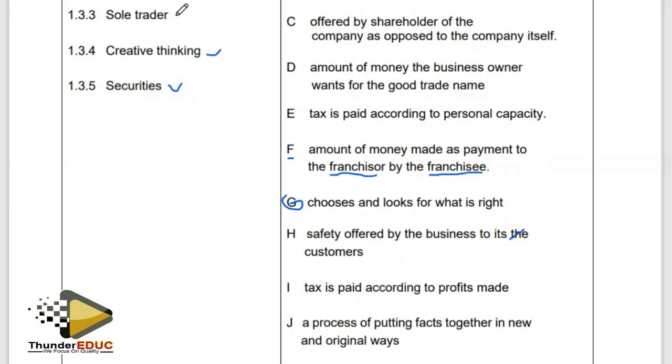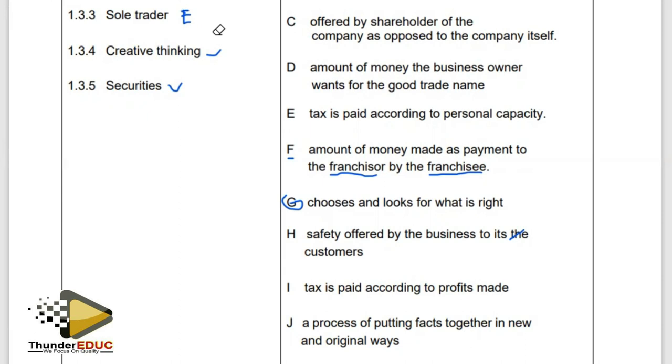You get that? Taxes are not charged from his business. Yes, I think you get that. That gives us the best alternative as E, according to personal capacity. The best alternative here is E. Yes, let's look at the next question.